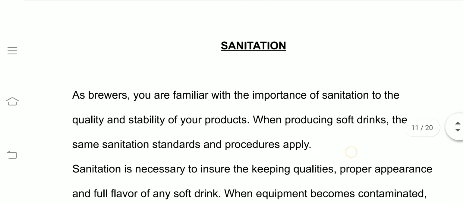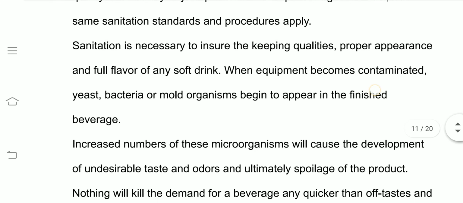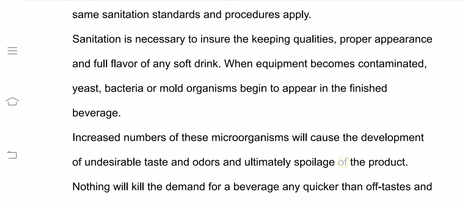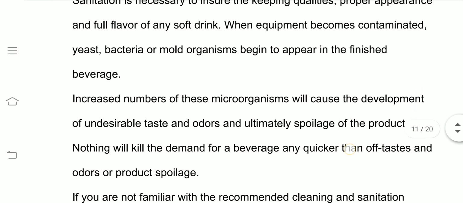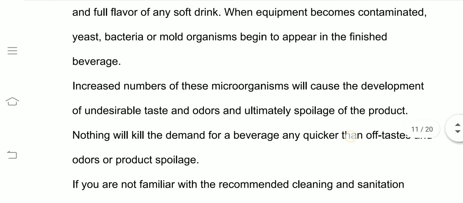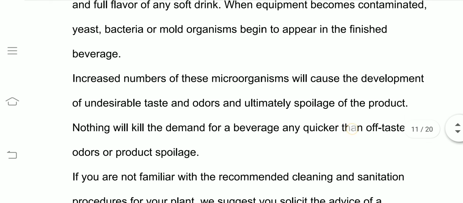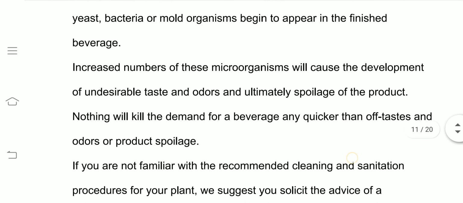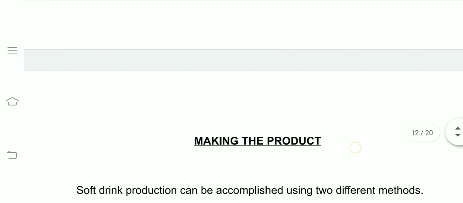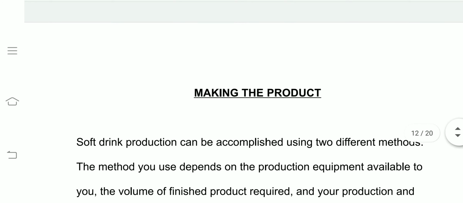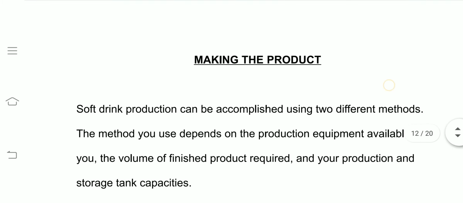Now, the sanitation, which is very much necessary to ensure the quality, appearance and full flavor of any soft drink. When equipment becomes contaminated, yeast, bacteria or mold organisms begin to appear in the finished beverage. So, sanitation is a very important aspect and any industry should comply to the standards, and in India FSSAI standards, any industry should comply with FSSAI standards.